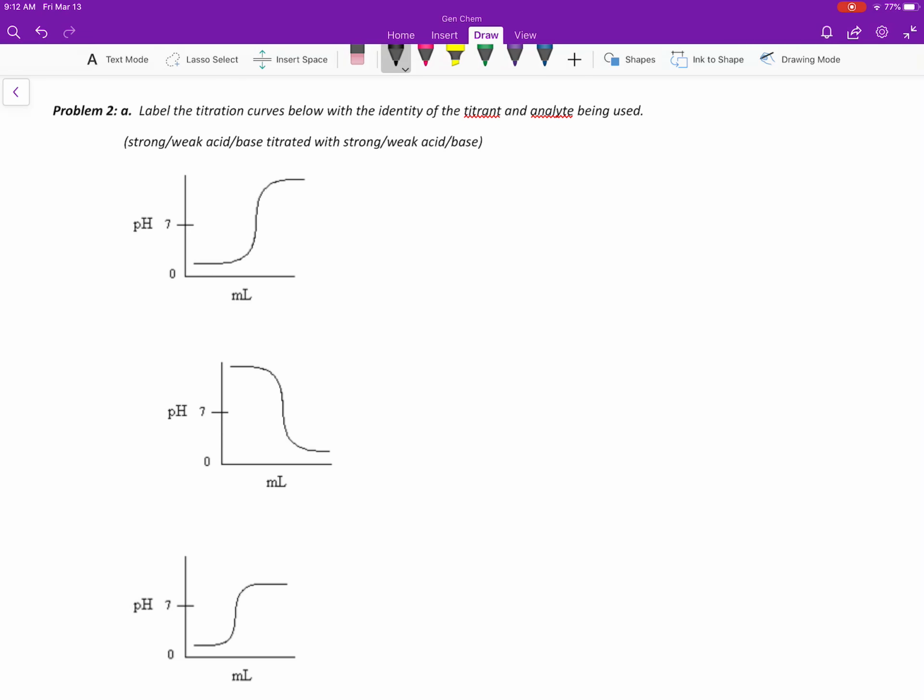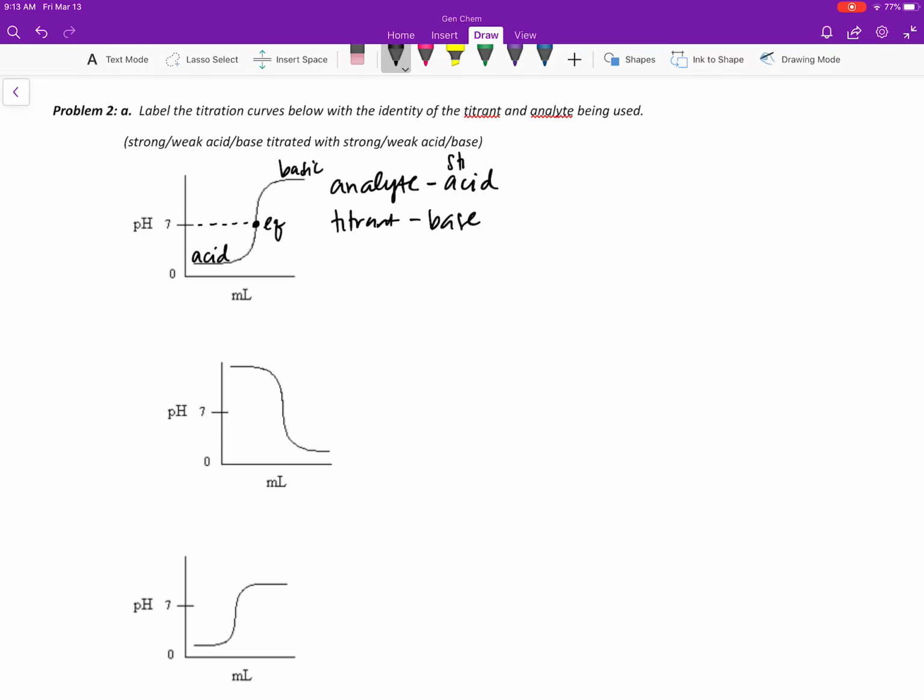So starting off here, I know that this is an acid. So my analyte in this case is acidic, and that means my titrant must be a base. And I know that because my starting pH is between 1 and 7, and so then the pH is going to become basic eventually. Now, when I need to know whether it's strong or weak, I need to look at where the equivalence point is. And in this case, the equivalence point is about 7.